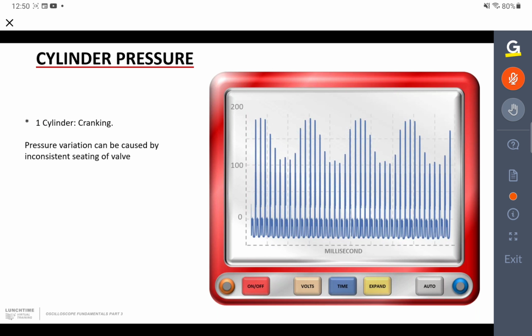You're looking at one set of inlet valves, one set of exhaust valves. Nothing should change. But it is. We're getting high pressure, and then a little bit later, we're getting a low pressure, some high pressures, low pressures, and so on. And what that usually indicates is that one of the valves, and you have to think of the way a valve works.